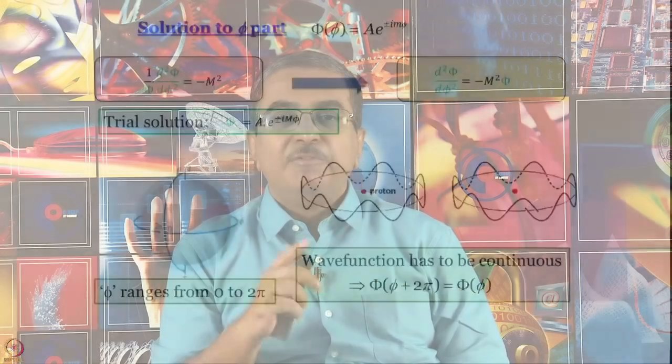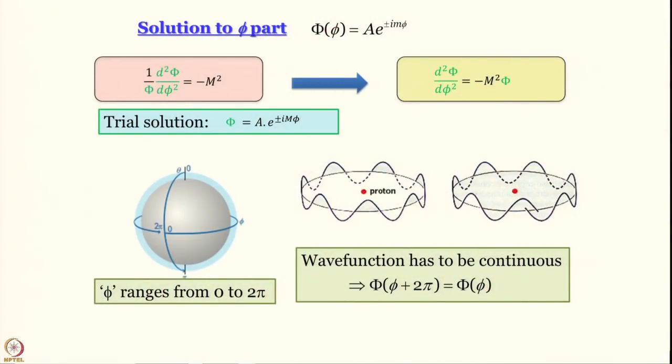So, we should have single valued, not continuity, I made a mistake, sorry. At the same point, the wave function must have the same value. So, from here, what we can say is, I do not know why I have written continuous, single valued is the correct answer. So, capital phi at small phi plus 2 pi essentially is equal to capital phi at phi. Okay? Since this occurs with a period of 2 pi, this is called a periodic boundary condition.